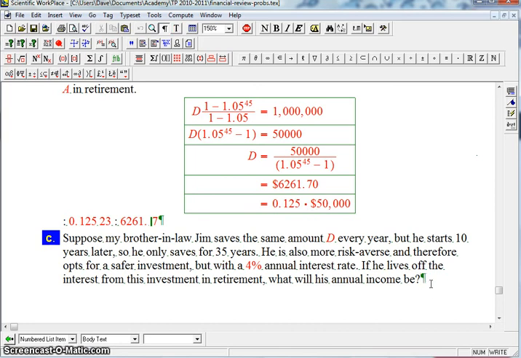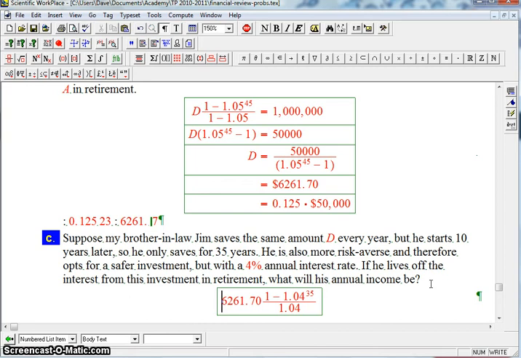Okay, so now what if Jim saves? We're going to put in that same amount D, 6261.70, but he's going to save only for 35 years and only at a 4% interest rate. Well, how much of a difference does that make? Does 4 versus 5 make a big difference? Does 35 versus 45 make a big difference? Is he going to be pretty well off? Well, first let's figure out what his amount in retirement is going to be.